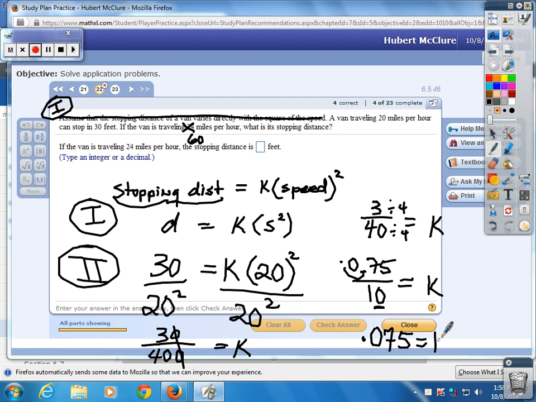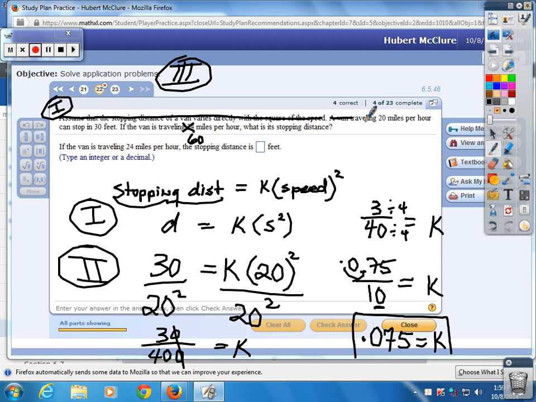Now, take out your calculators. You don't believe me? Take 30 divided by 400 and see what you get. Is 0.075. It's a miracle. And I did that without a calculator. So 0.075 is K. And part 3, what's part 3?